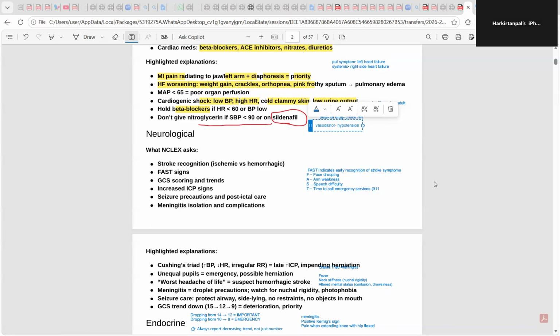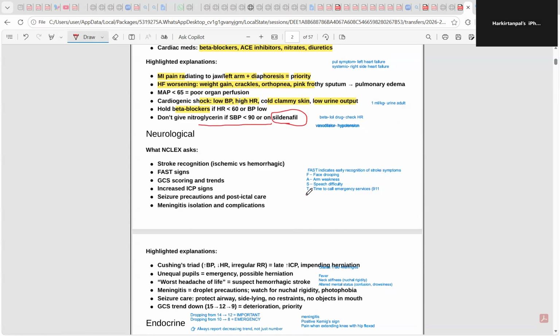So next is the neurological system. Neurologically, mainly we need to recognize the stroke symptoms. How can we recognize the stroke symptoms? FAST is the tool we can use for assessment of stroke. F means facial drooping. A means arm weakness. S means speech difficulty. T means time to call the emergency, 911.